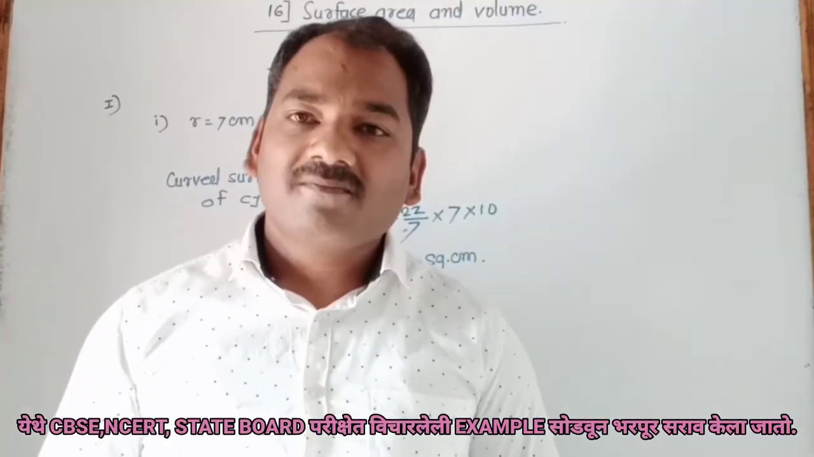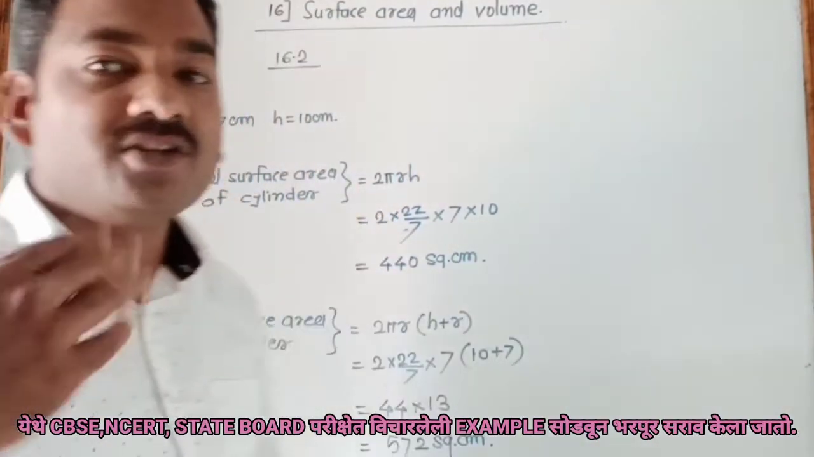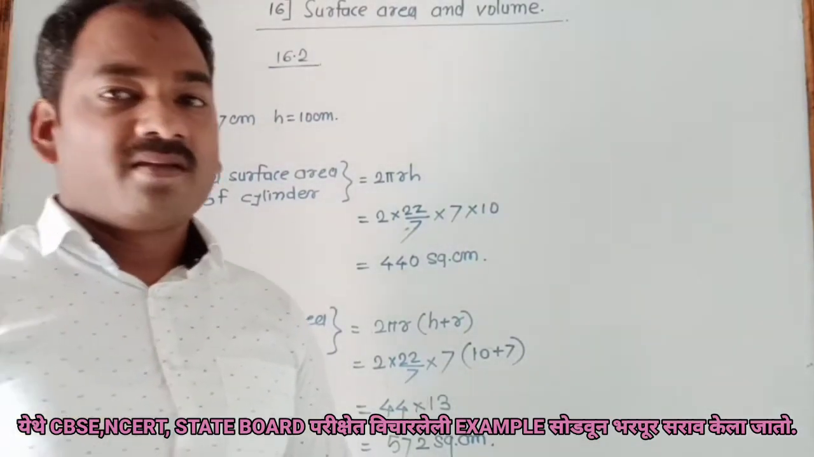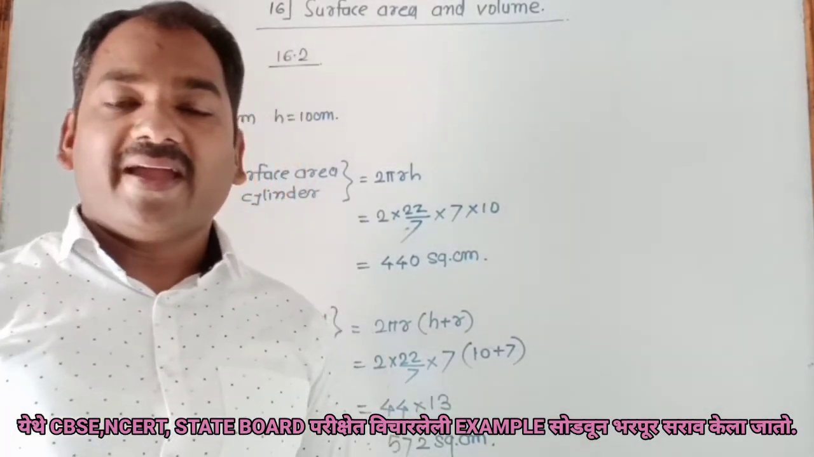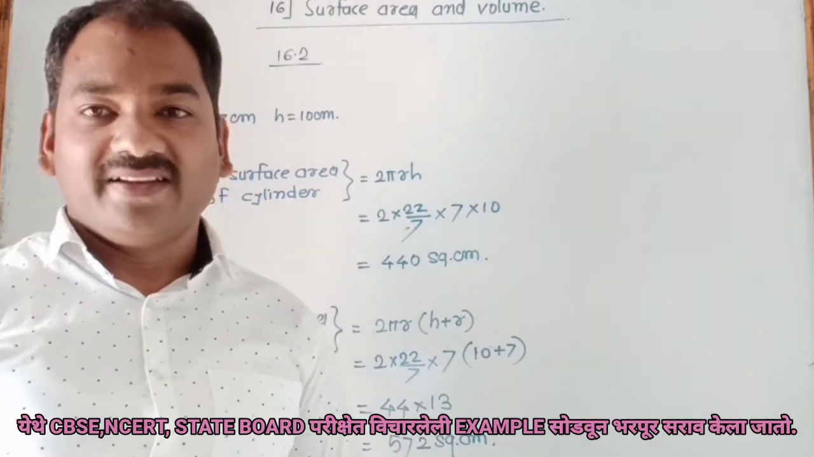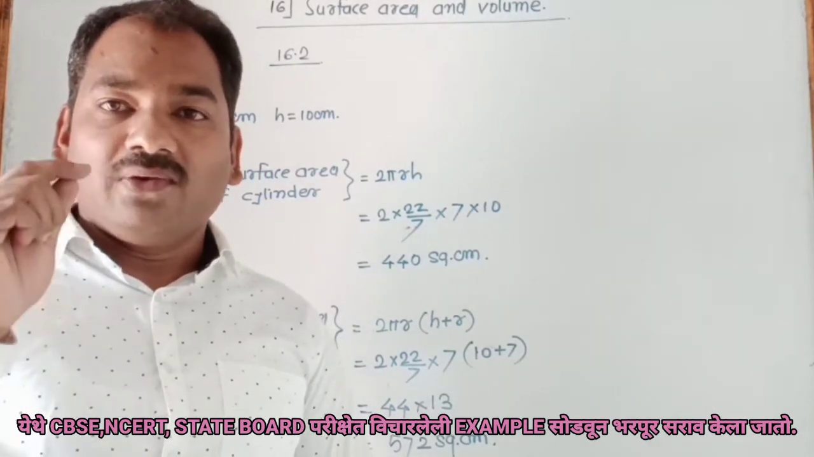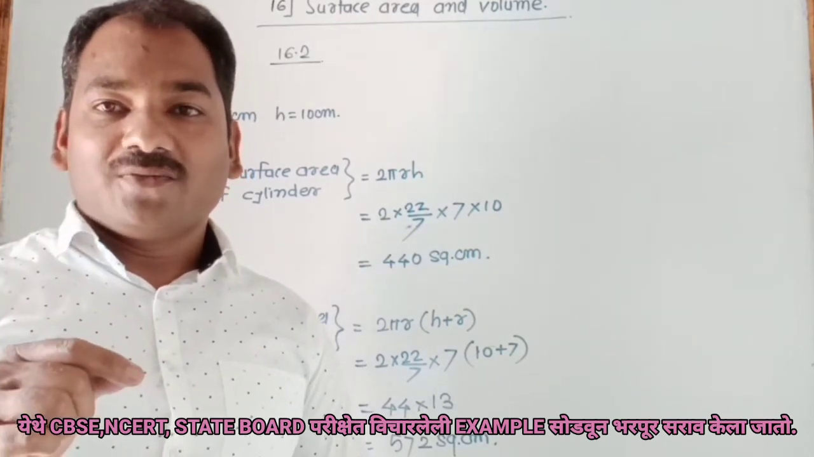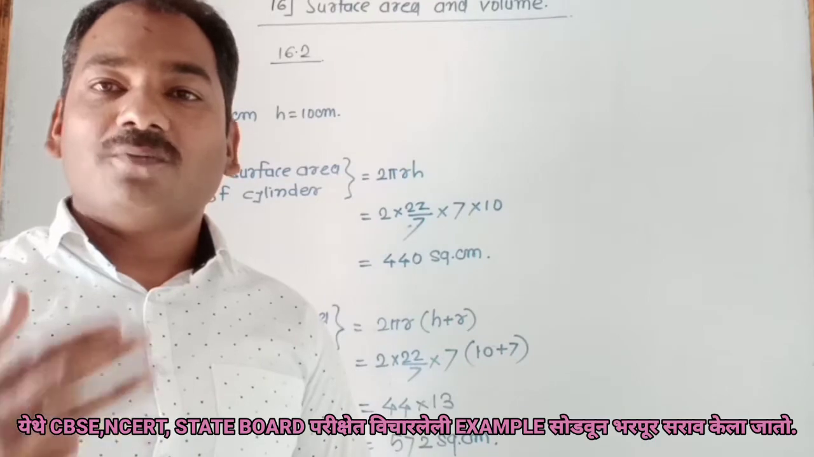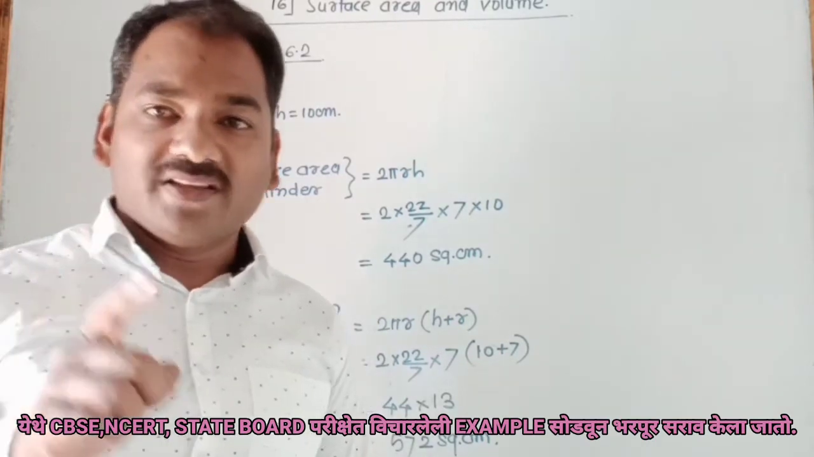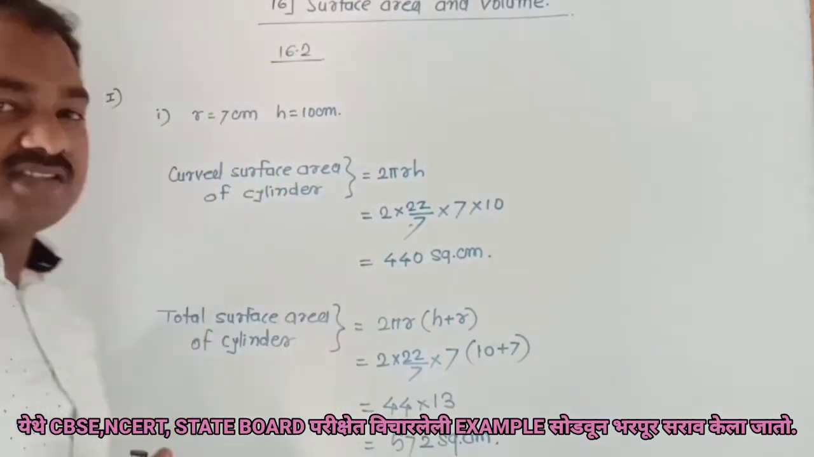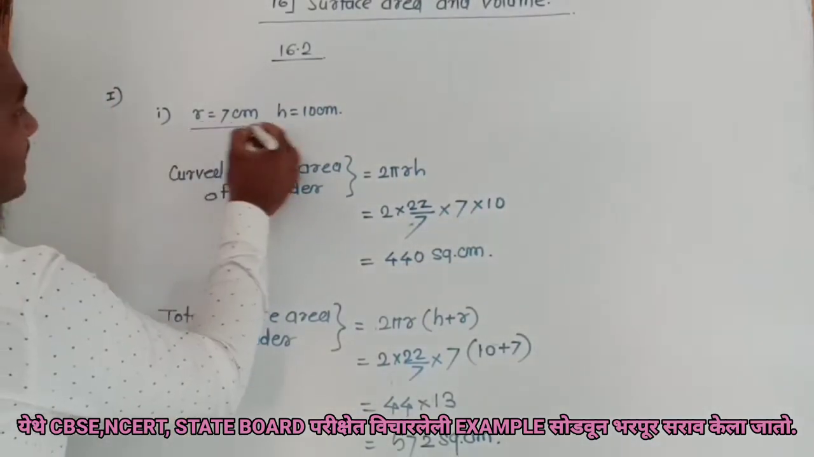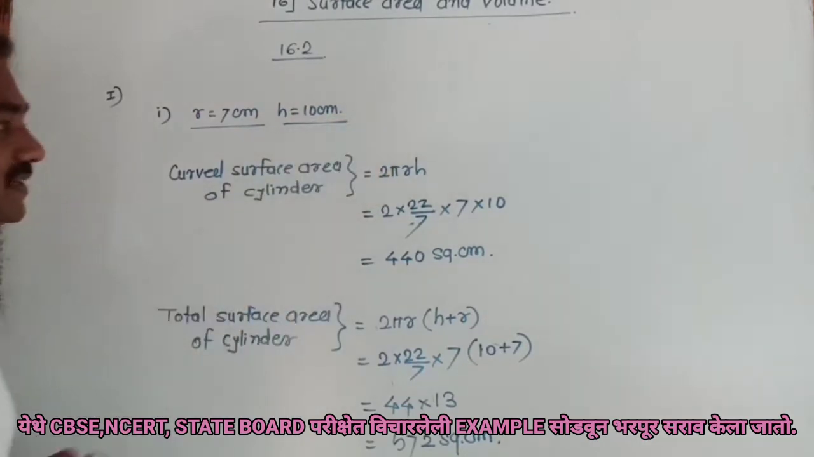So let's begin with practice set 16.2 here. In the first question we have been given radii and heights of some cylinders, and for every question we have to find the curved surface area of the cylinder and the total surface area of the cylinder. So for this I am solving the first example here. The radius is given as 7 cm and the height is 10 cm.